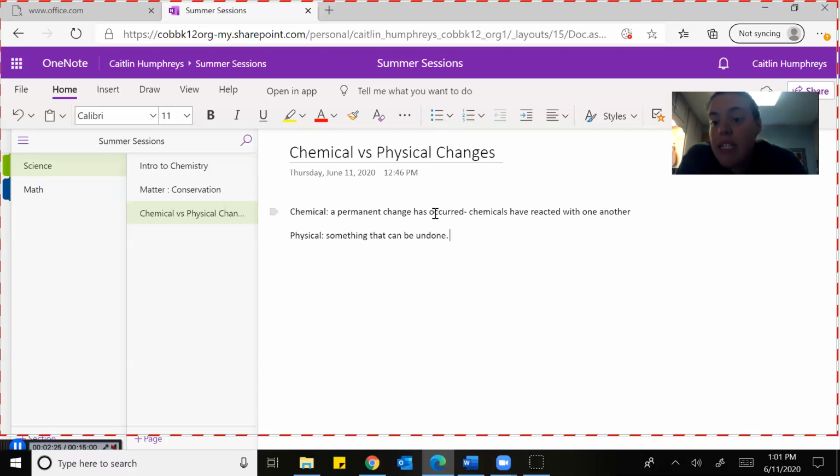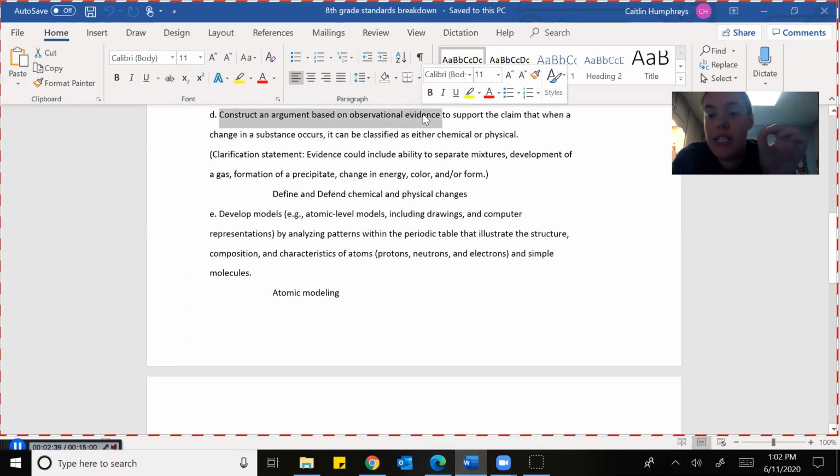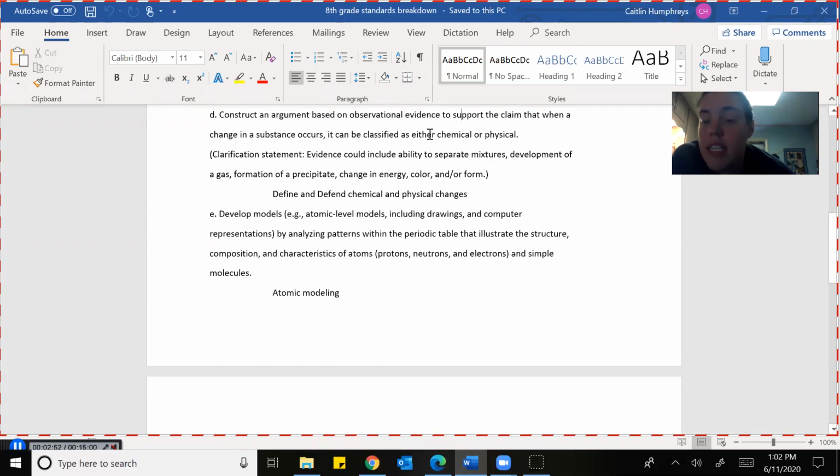Now, I told you we're basing this off of the standards that you are going to have to know in 8th grade, so let me show you what those look like real quick. What we're talking about here is constructing an argument based on observational evidence. Blech. All of that means is what you're going to do is observe some experiments today, and because of what you see, you're going to be able to argue that this is a fact. That's supporting the claim that when a change in a substance occurs, it's either chemical or physical. So what you're going to do is observe a change, and then argue whether it's chemical or physical. And you're going to do that based off different examples you're going to see.